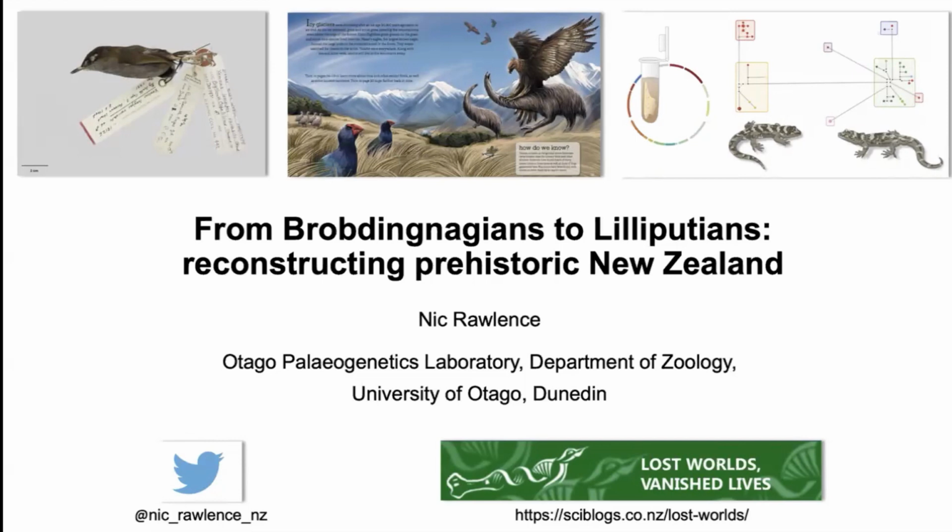So the title, From Brobdingnagians to Lilliputians, I've stolen from Gulliver's Travels, where Gulliver went around the world and discovered giants, the Brobdingnagians, or Lilliputians, the little people, or dwarfs. And so this talk really shows how we can use these paleo tools to study not just the giants, but some of our smallest animals in the ecosystem.